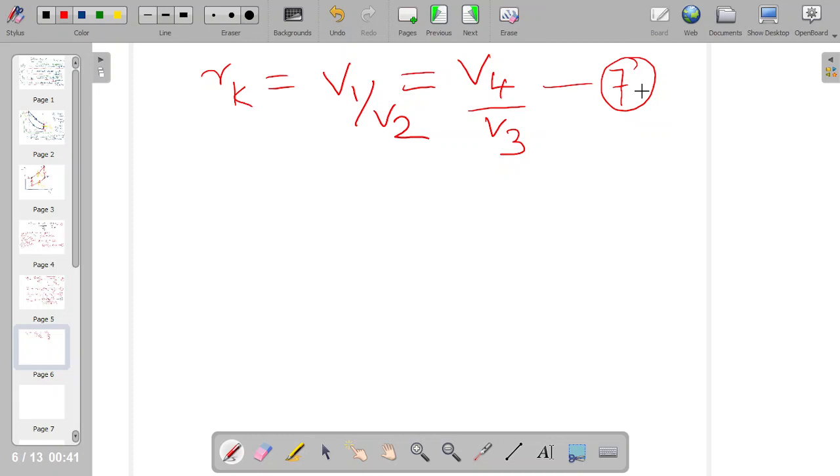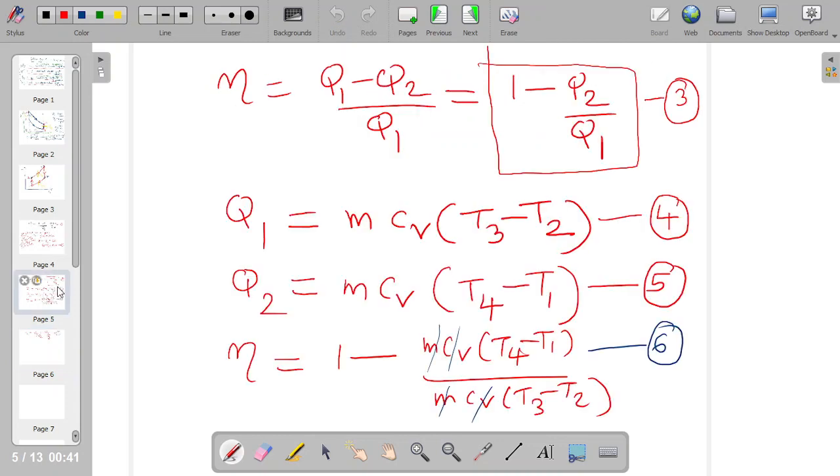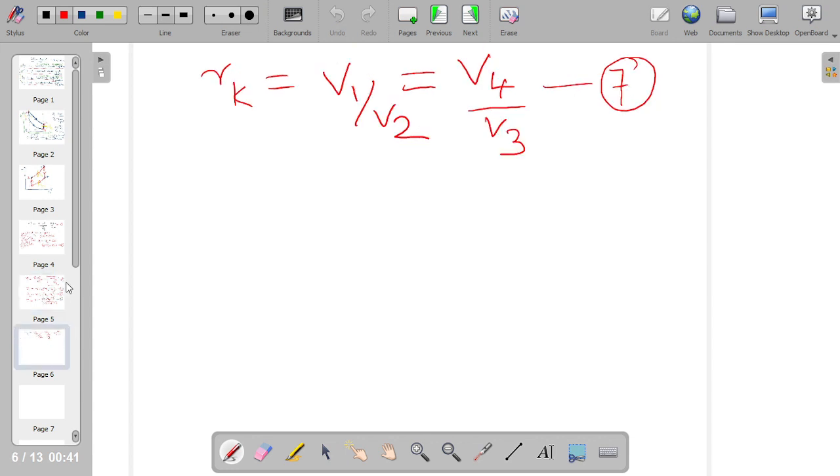So we have to express somehow the air standard efficiency in terms of this compression ratio. Then only it will be very useful. So how to convert this temperature expression into these terms? That is our next step.